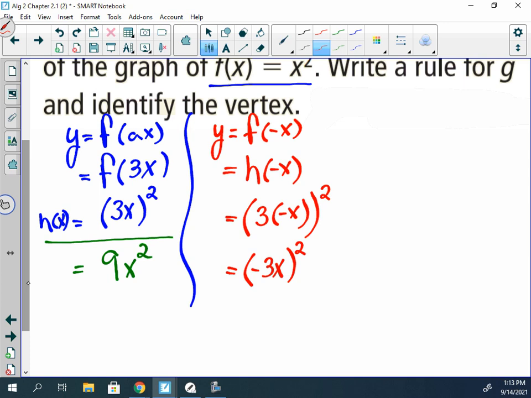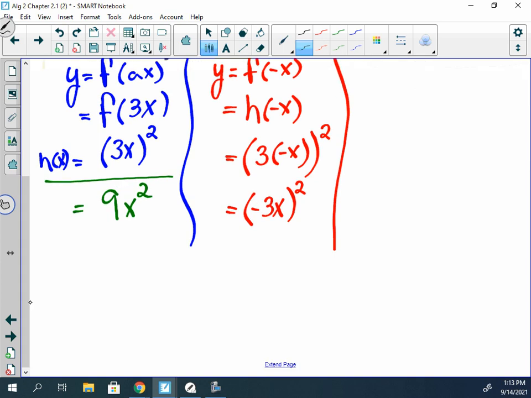Any questions on this here? Now, if we were to apply this with the 9x squared, it would still work, but we would have 9 times negative x squared. Well, we could simplify negative x squared because negative x times negative x is just x squared.